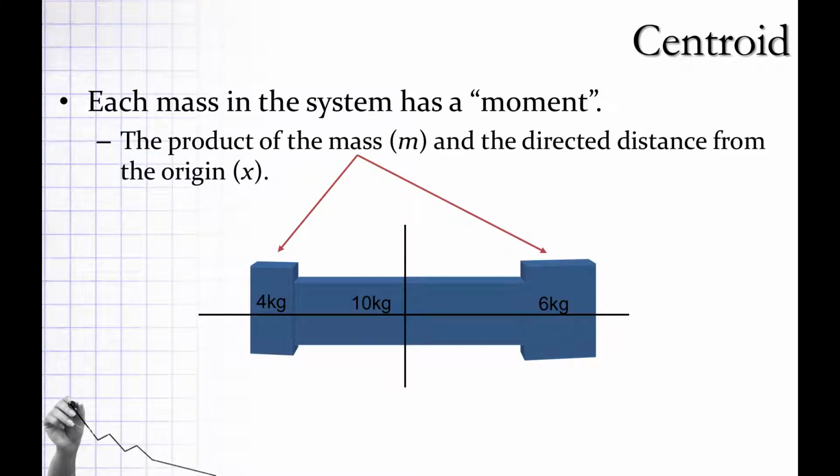So the moment is the product of the mass and the directed distance from the origin. Okay, so we take the product of the directed distance and the mass.